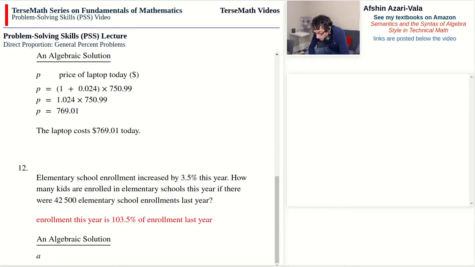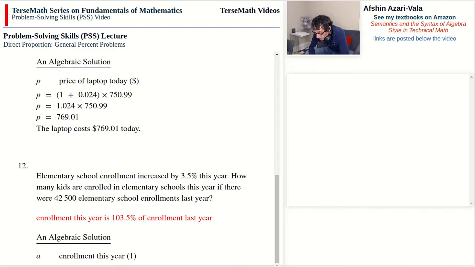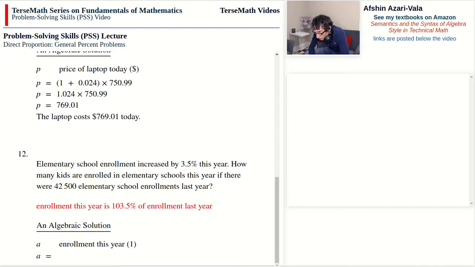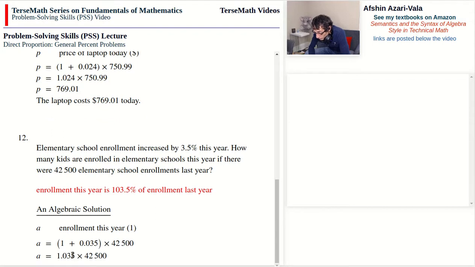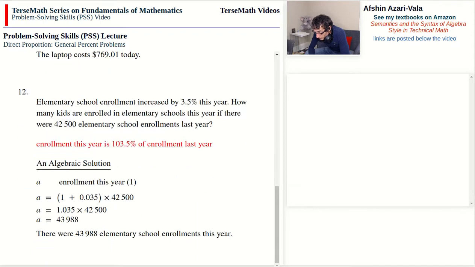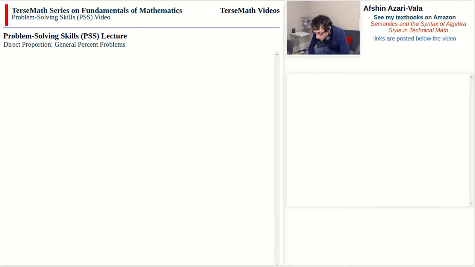And now with A representing enrollment this year, A becomes equal to 103.5% of enrollment last year, 42,500. So this year we had 43,988 elementary school enrollments. All right, now we could of course chain these, very similar to money problems where we had discount followed by tax. Now we can have a similar situation.